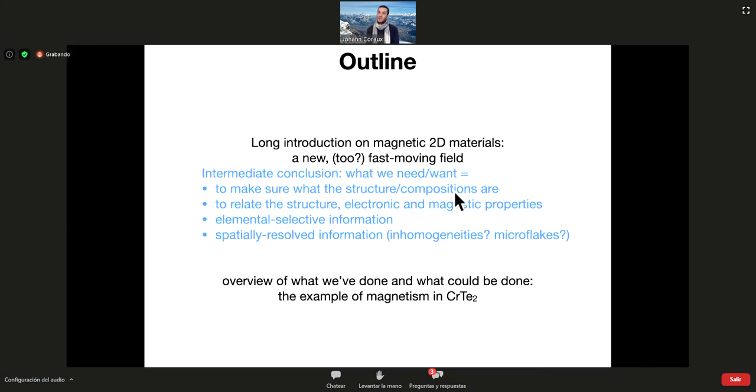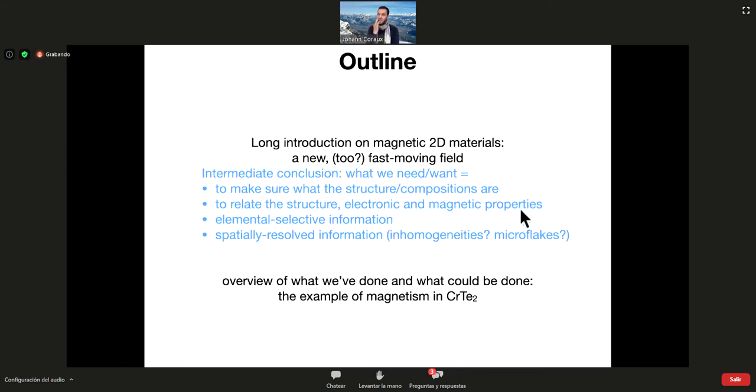And this is not a simple question at all. This is an essential question that, if it would be addressed unambiguously, would allow us to avoid a lot of debates, I would say. Then you would like to be able to relate the structure, electronic and magnetic properties.